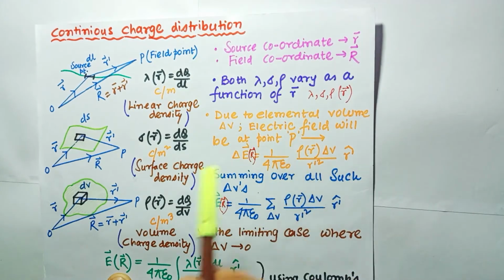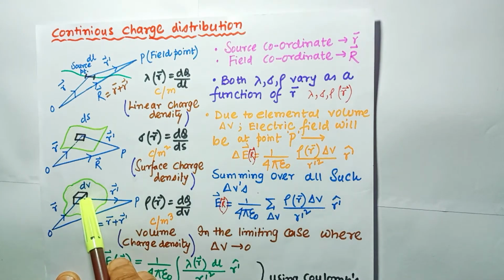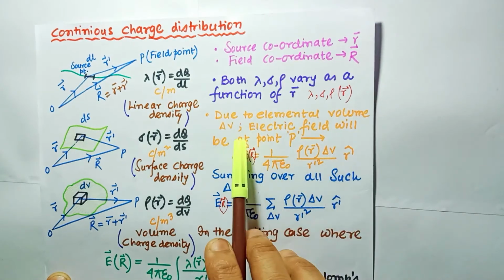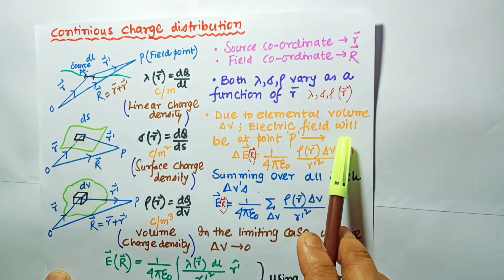Suppose we consider some elemental volume dv here. The position vector of the volume dv is small r vector from some arbitrary origin O, and we are trying to calculate the electric field at point P, which has the position vector r prime vector from the dv, and the position vector of the point P from O is R vector is equal to r plus r prime, like before.